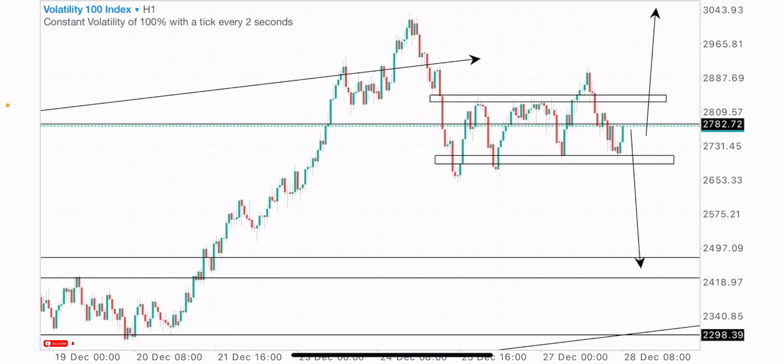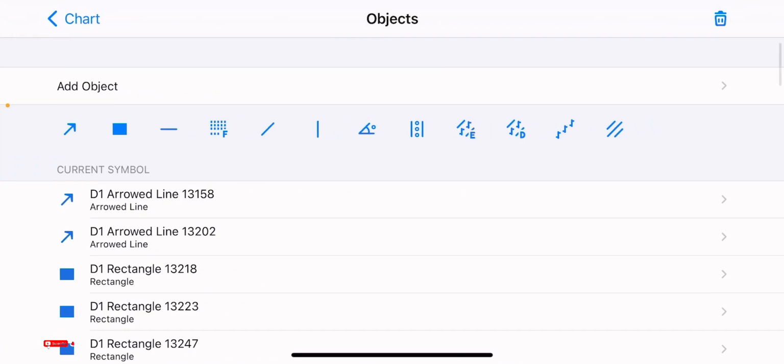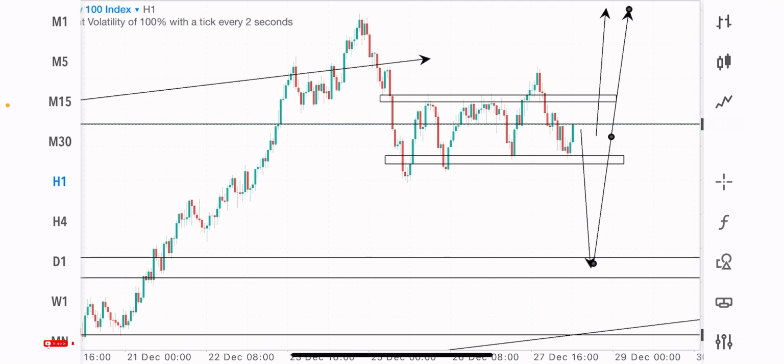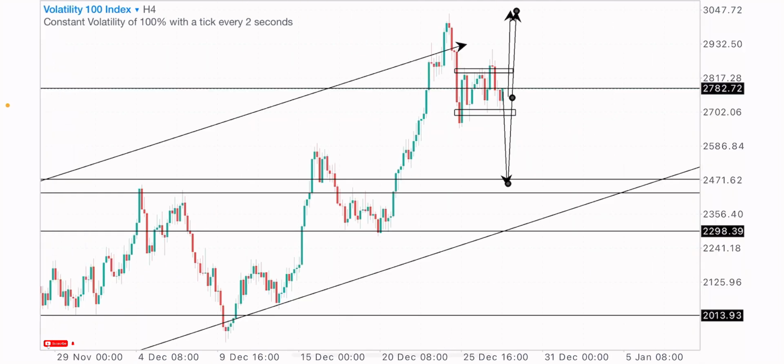But I'm anticipating a break below this consolidation for the long-term buy opportunity. If we can get price to break below these equal highs and equal lows the market is forming at this zone, then we should see price sell to the downside. And if price can sell to the downside to this identified zone, then we have to look out for long-term buy opportunities on the Volatility 100 index. So that's my view and market analysis on this index. I'm looking out for short-term sells for long-term buys on this index.